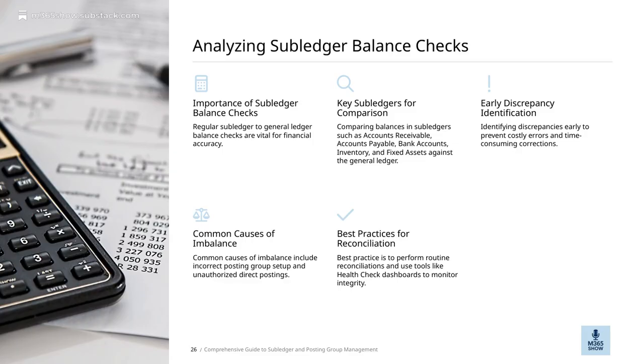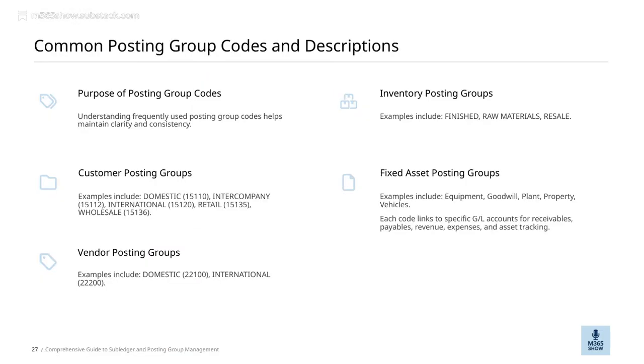In summary, regular subledger to general ledger balance checks are essential. They are a cornerstone of maintaining the overall financial accuracy and integrity of our records, aligning with our goal of sound financial management. Let's take a closer look at some common posting group codes and what they represent.